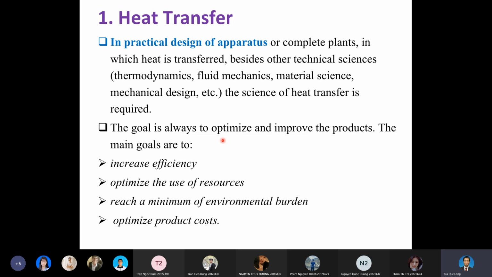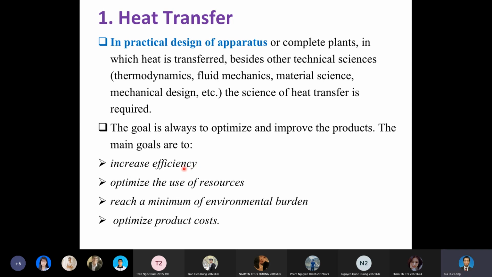The main goals are to increase efficiency. Efficiency means we want much heat transfer to the surrounding environment, in the case of a radiator in the winter time. Or if we want to cool down some object, we want the cooling efficiency to be higher.